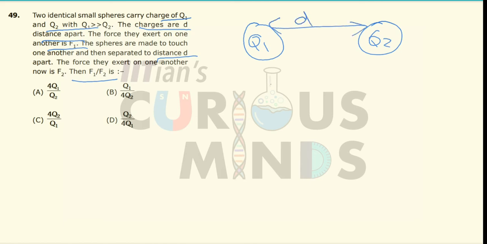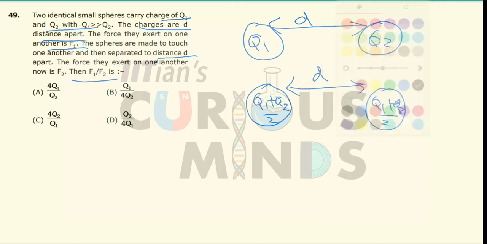When they are touched and again separated, the charge on the first sphere will be equal to (q1 plus q2) divided by 2, and the charge on the second sphere will also be (q1 plus q2) divided by 2. So basically both of them gain a charge that is the average of the two, and they are again separated by a distance d.